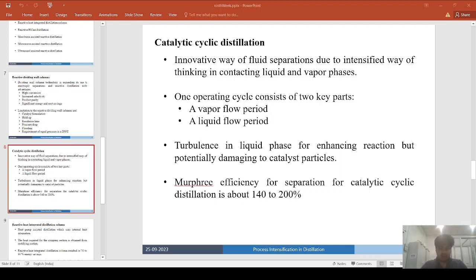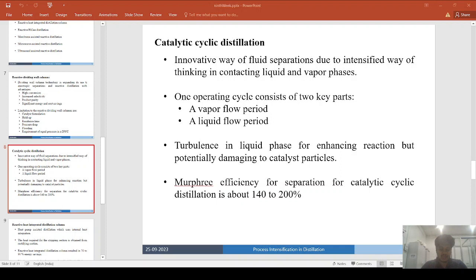Now, adding structured catalytic packing or catalytic internals on the tray may overcome this challenge. So that is one way that you can add the structured catalytic packing or catalytic internals on the tray to overcome this sort of challenge.